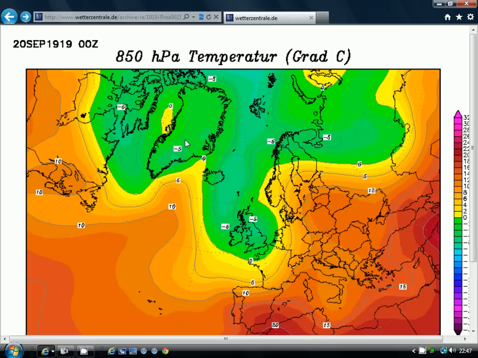Now just look at this. This is the upper air temperature. This is the -5 isotherm here coming down across the country. Your eyes don't deceive you. That is the -5 isotherm. That is one of the things that we look at for snow, and in fact there was snow on the 20th of September, the 19th to the 20th of September.